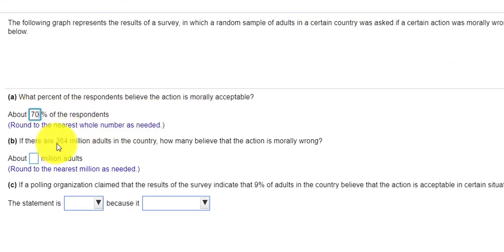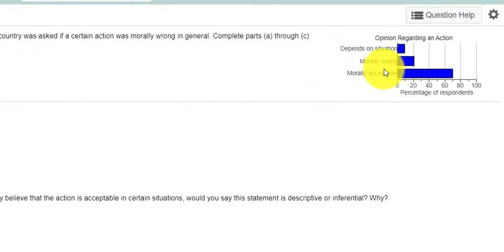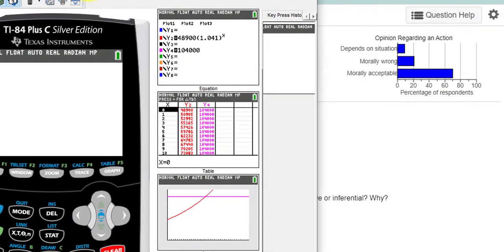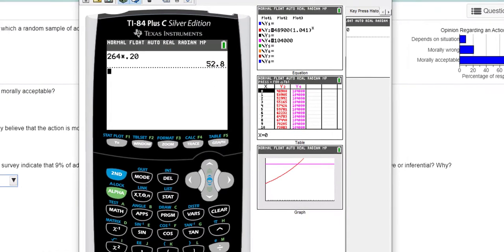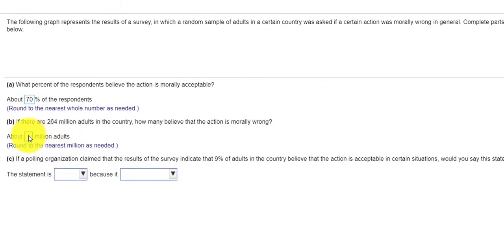Next question. We're looking at morally wrong. So if there's 264 million adults and we know 20% think that the action's morally wrong, you would do 264, that's in millions, times 0.20, and we get 52.8, so that's 52.8 million. So I'll round that up to 53 million adults think that the action would be morally wrong.